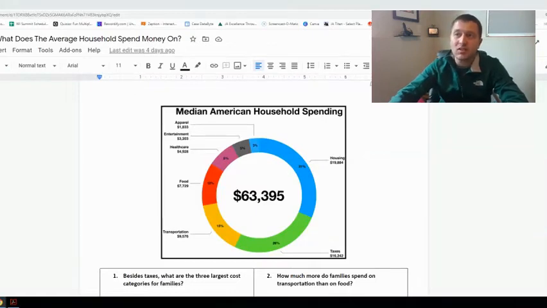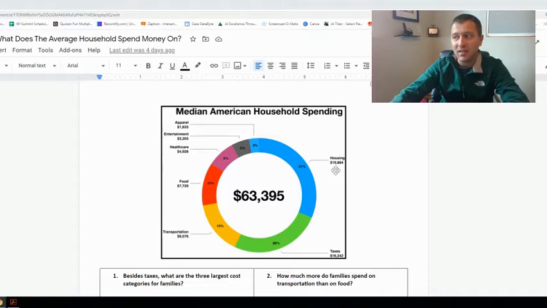So this activity is called Data Crunch. What does the average household spend money on? For this activity, you need to look at this chart. The chart says $63,395 in the middle, right? That's the median American household spending. So the median household in America spends $63,395 per year. And this is how they split up those spendings.